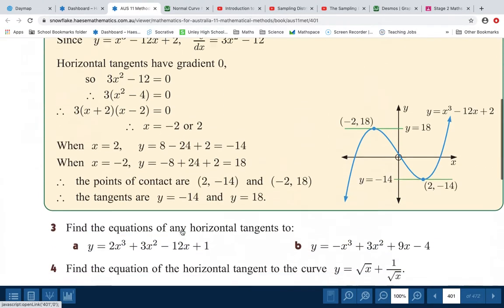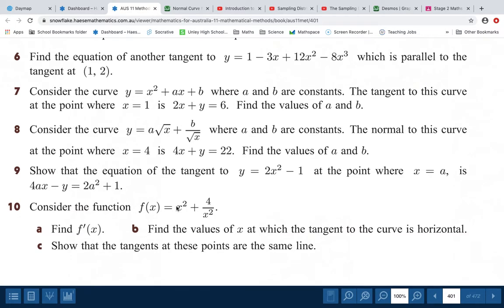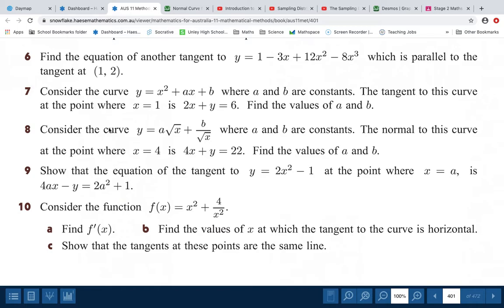Okay, in class, question 8 was causing people a little bit of grief, probably because there's two unknowns, A and B. So the difficulty is increasing here. We've got a curve y equals a square root x plus b divided by square root x. A and b are just numbers, constants, meaning they're just some number. The normal to this curve at the point where x equals 4 is 4x plus y equals 22. Find the values of a and b.